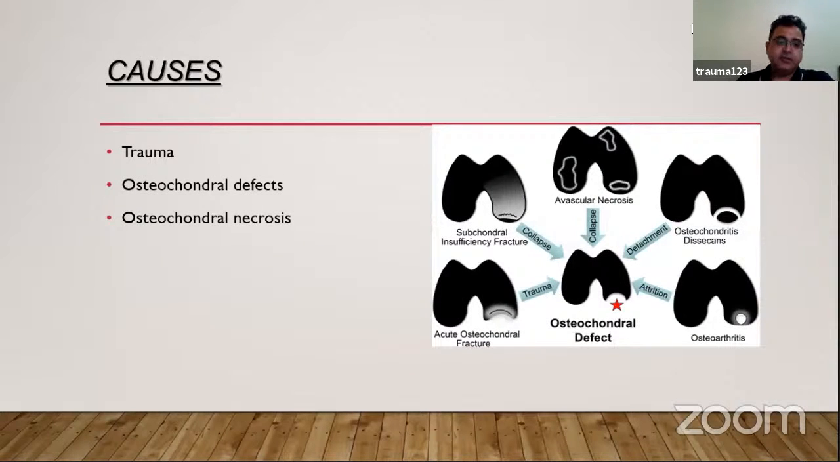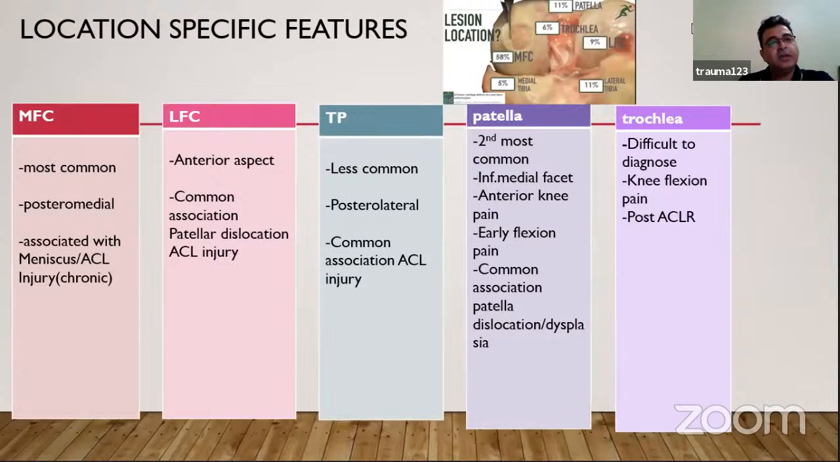There are various causes like trauma, osteochondral defect, osteochondral necrosis. And there are some location-specific features of cartilage damage. Medial femoral condyle is the most commonly involved, and lesions are usually posterior medial. It is usually associated with meniscal and chronic ACL tears. In the lateral femoral condyle, the lesions are anteriorly located, and it is commonly associated with patellar dislocation or acute ACL injuries. Tibial plateau is less common. Lesions are posterior lateral and are commonly associated with ACL injuries.